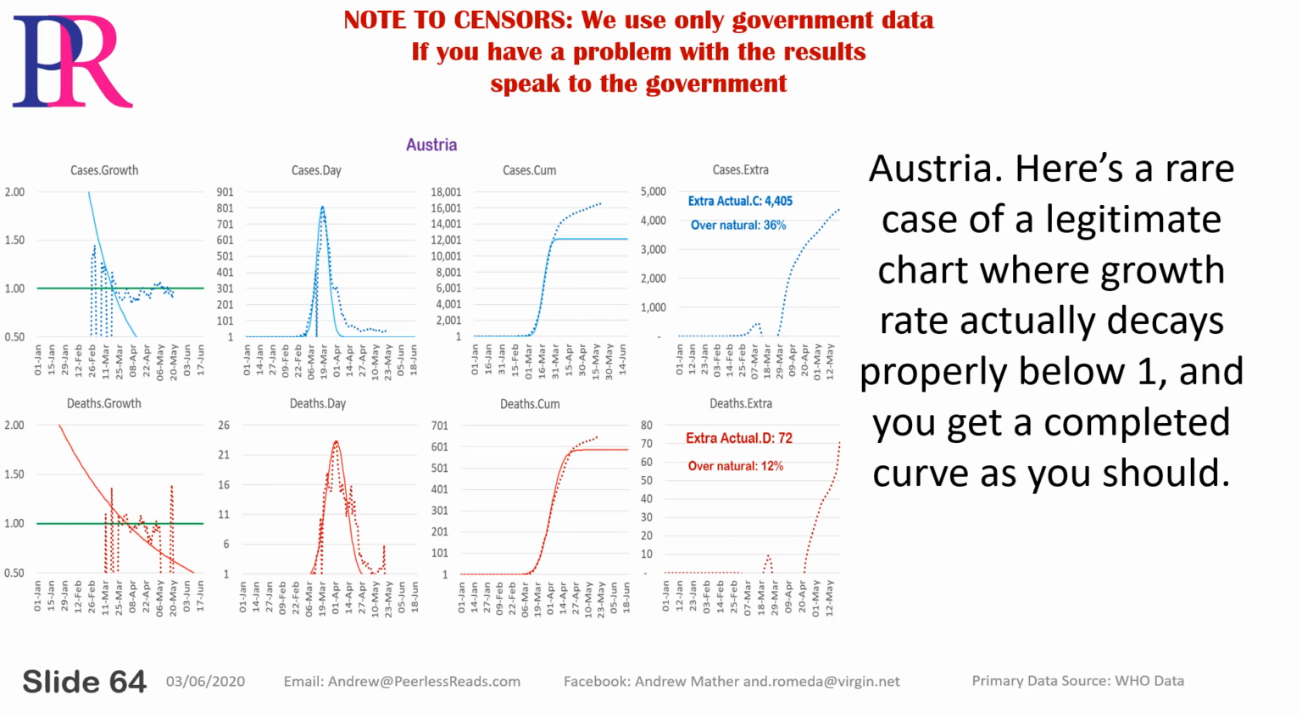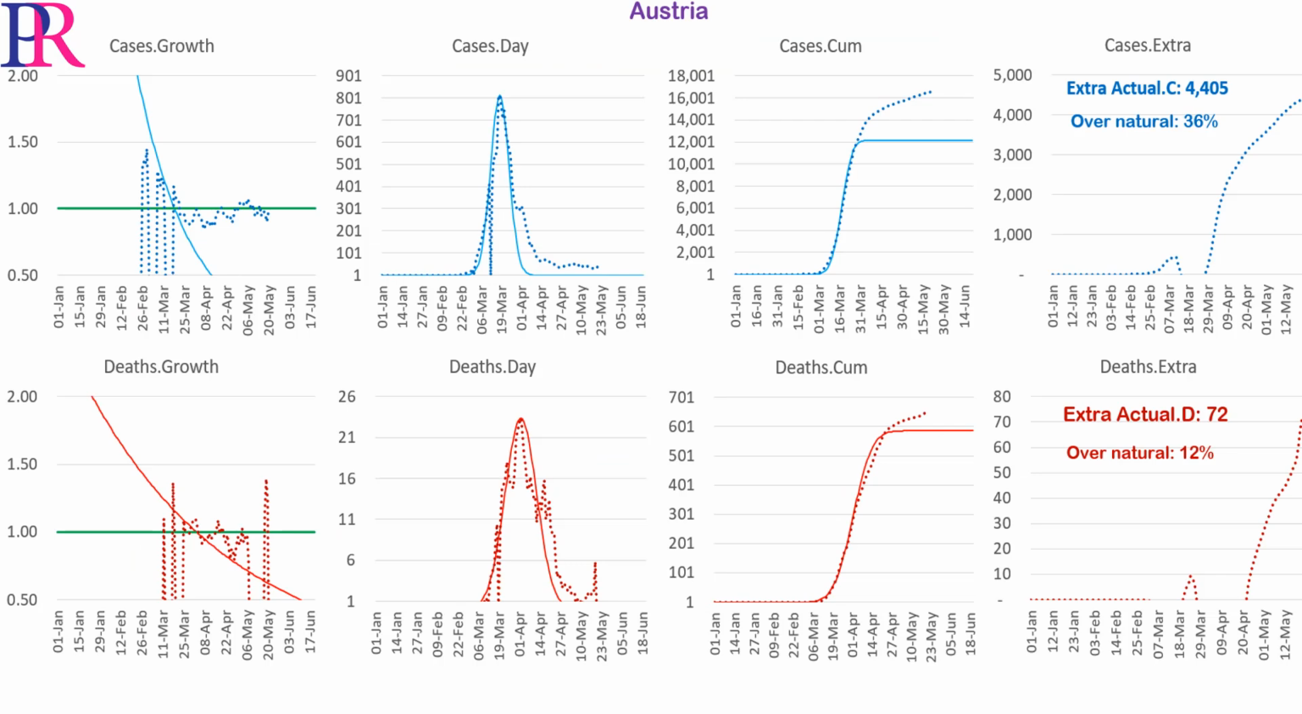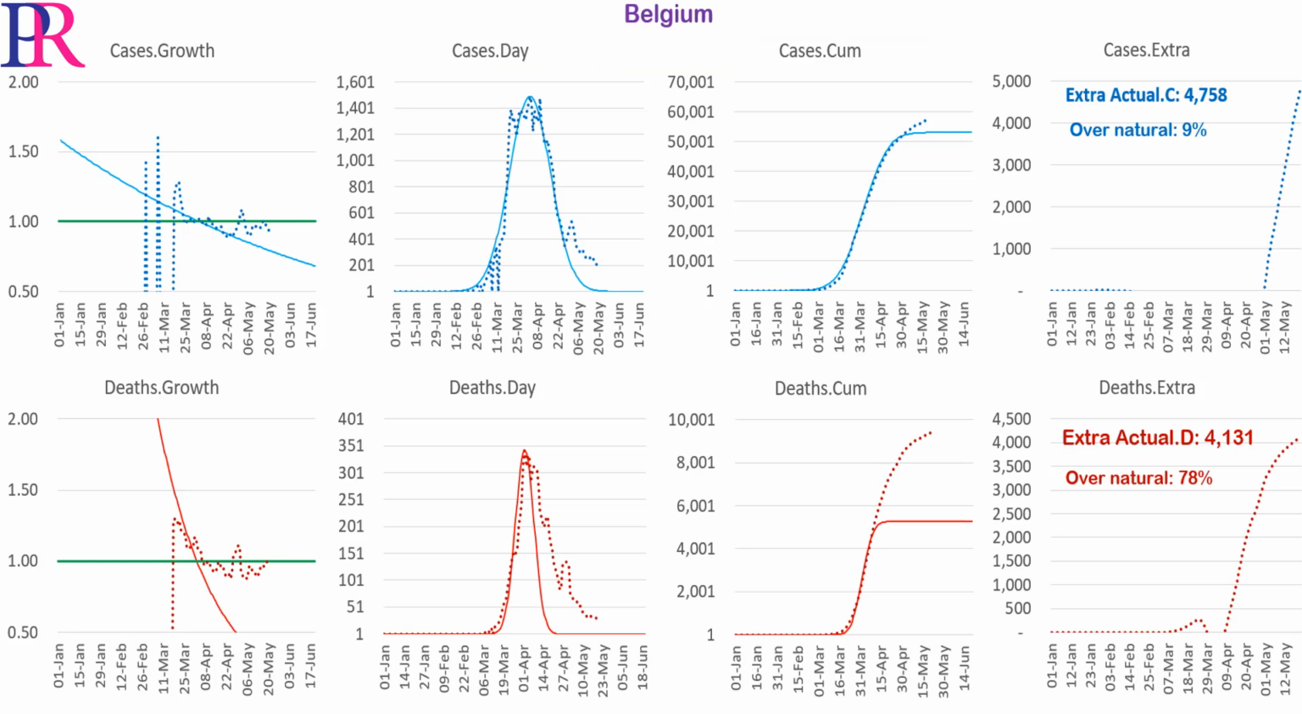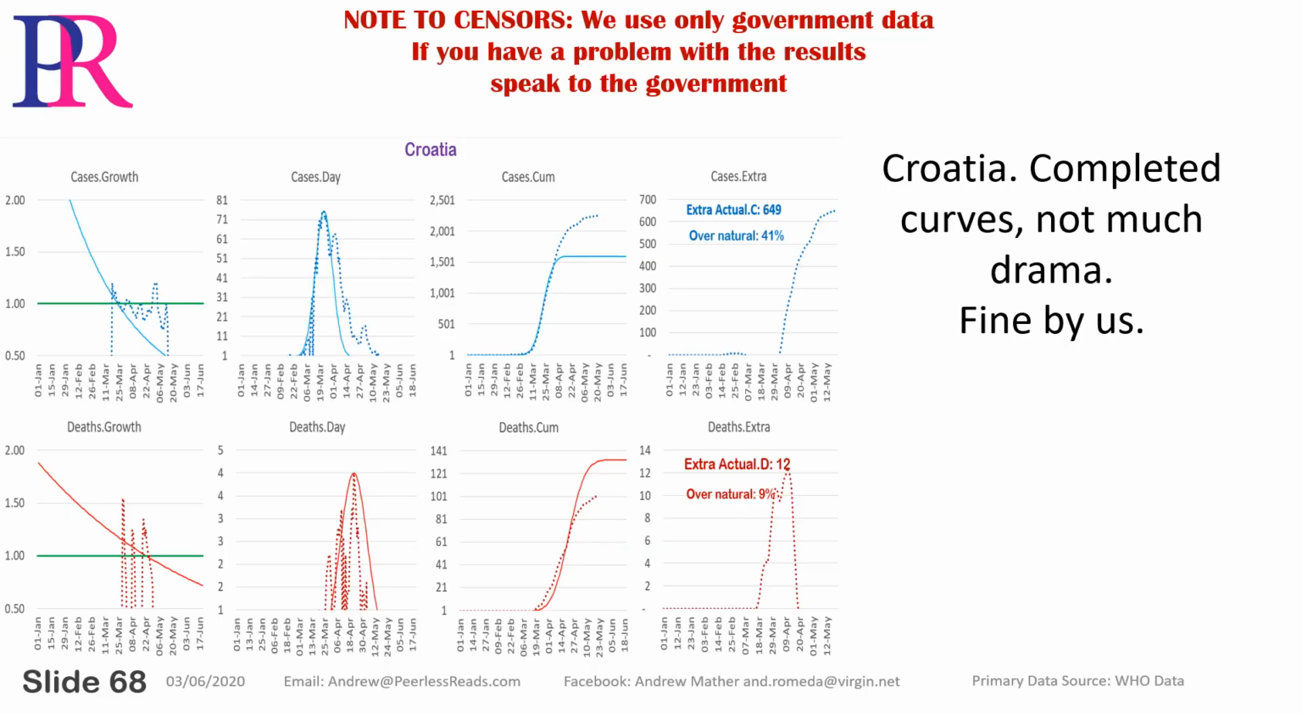Austria, here's a rare case of a legitimate chart where growth rate actually decays properly below 1 and you get a completed curve as you should. Belgium, they grace themselves with completed curves, but notice how the deaths is fat compared to the normal, with a 78% excess deaths. EU HQ, interesting. Croatia, completed curves, not much drama, fine by us.